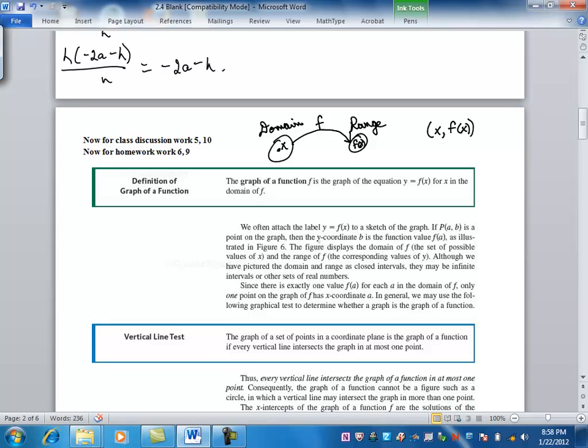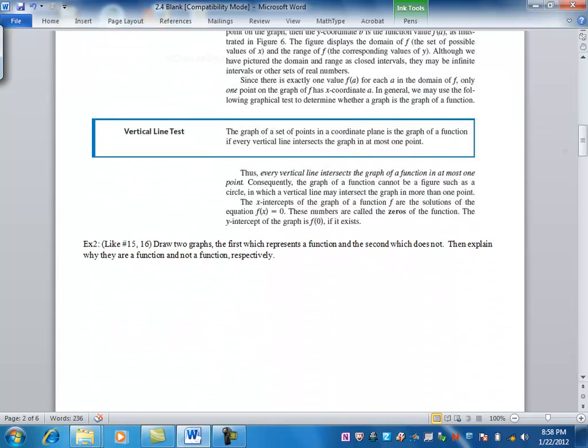If a point is a point on the graph, then the y-coordinate b is the function value f of a. And so really all they're saying here is if we've got a, then f of a is actually what they're calling the point a, b. Since there's exactly one value, f of a, for each input in the domain, there's only one point on the graph of f that has an x-coordinate of a. In general, we're going to use what we call the vertical line test to determine this. Every vertical line intersects the graph of a function in at most, this is really important, folks, in at most one point. Consequently, the graph of a function cannot be a figure, such as a circle, in which a vertical line may intersect the graph in more than one point.